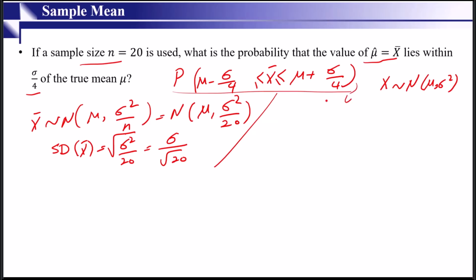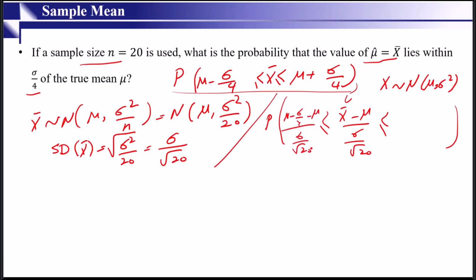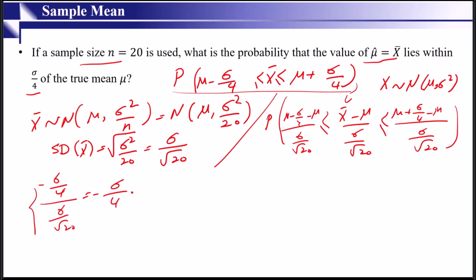So this one is equal to the probability of x bar minus mu divided by sigma over the square root of 20, between mu minus sigma by 4 minus mu divided by the standard deviation, right? Sigma divided by the square root of 20, and the same here, mu plus sigma divided by 4 minus mu divided by sigma over the square root of 20. So we need to compute the bounds. Minus sigma divided by 4 divided by sigma divided by the square root of 20. This one is equal to minus sigma divided by 4 multiplied by the square root of 20 divided by sigma, which is equal to the square root of 20 divided by 4.